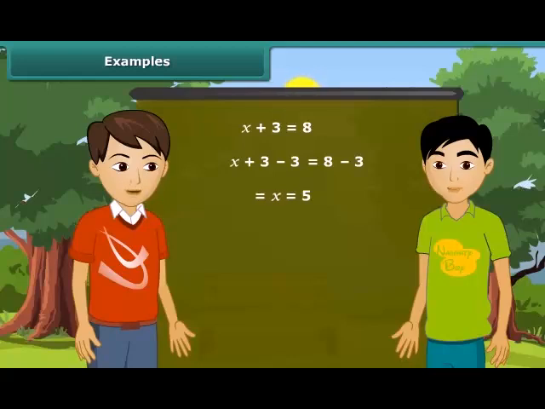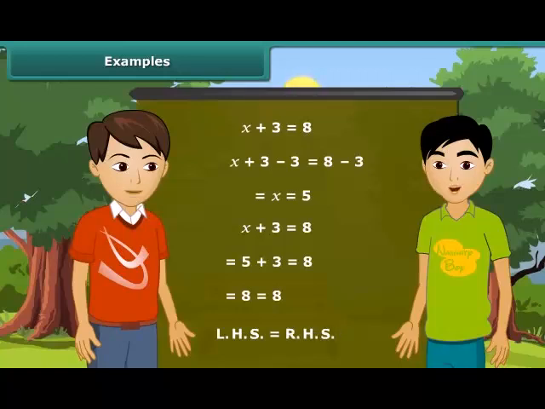Are you sure that this answer is true? We can check this by placing the answer in place of x. If left-hand side is equal to right-hand side, then the answer is correct. We can see that here LHS, left-hand side, is equal to RHS, right-hand side. Hence, our answer is correct.